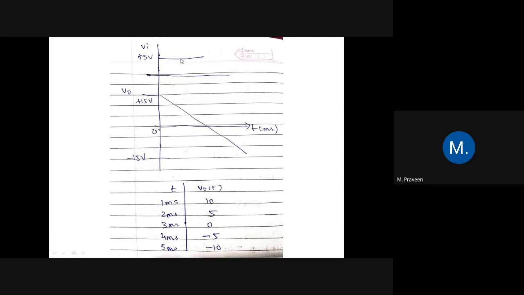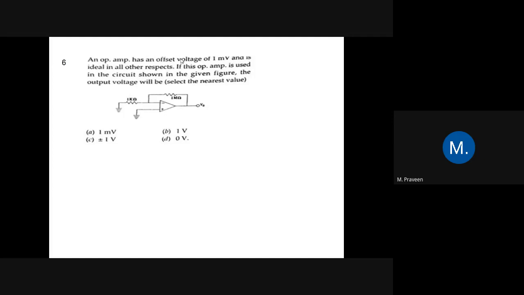Actually, it is a 5-mark question. So let's move on to the next question.